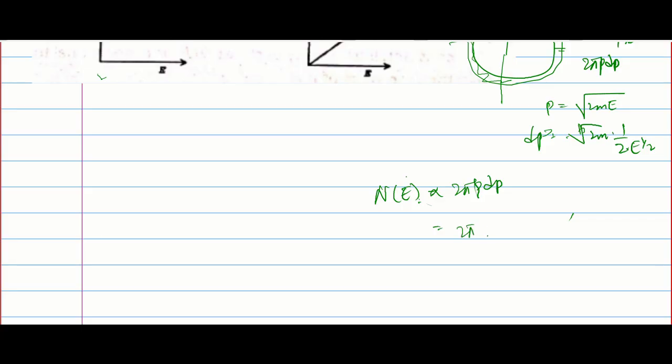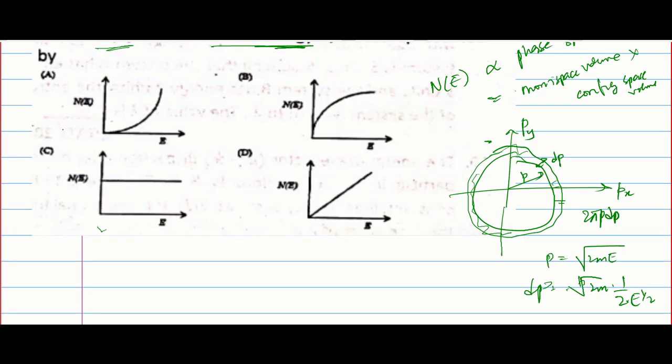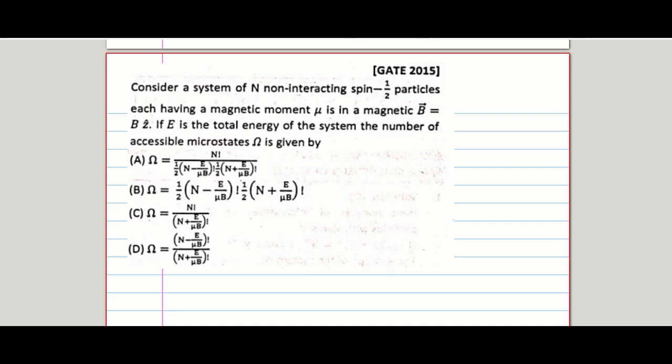So 2 pi multiplied by root 2mE multiplied by this will become root m by 2E to the power half. This will get cancelled out, so we'll get E to the power 0, which means there's no energy dependence, right? So g(E) doesn't depend on energy, which is the same as writing E to the power 0, which means our option C is correct, this one. Okay, now let's do this question.